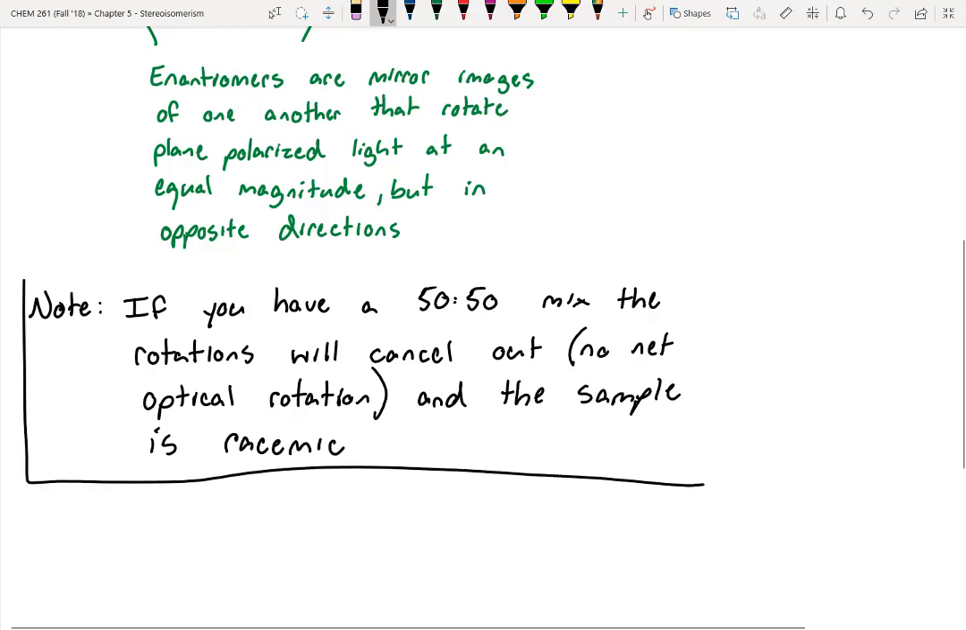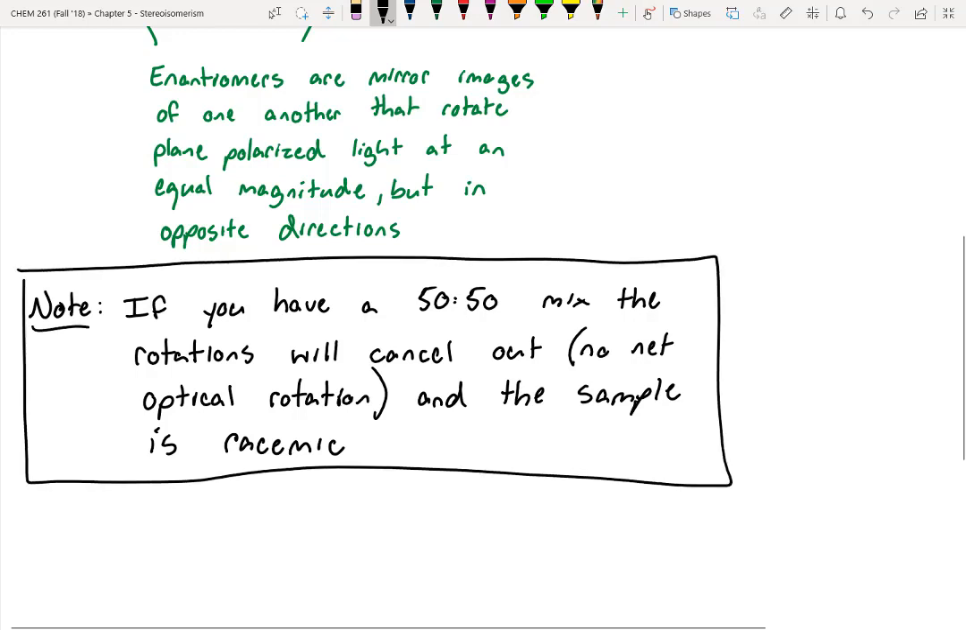And this is what they did find for a lot of compounds: if you have a perfect 50-50 mixture, it actually won't rotate plane polarized light, but it doesn't mean that you don't have chiral molecules in there. It just means you have an equal mixture of enantiomers. So it is kind of this abstract thing.